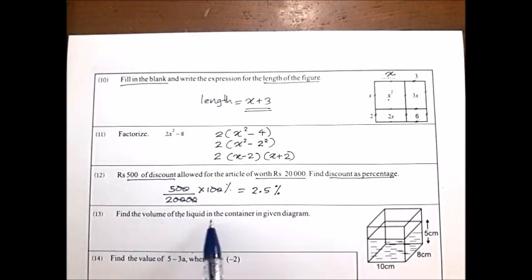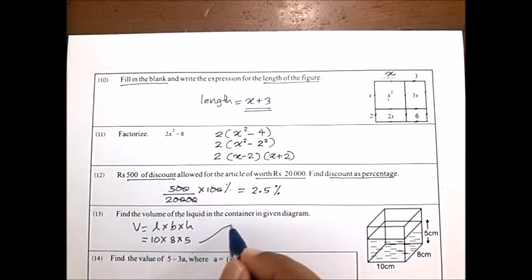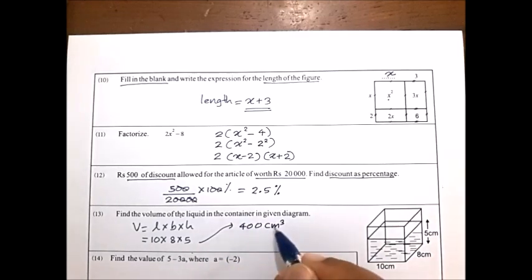13th one. Find the volume of liquid in the container in the given diagram. Here length is 10, breadth 8, and height of the liquid is 5 cm. So volume equals length multiplied by breadth multiplied by height. 10 cm, 8 cm and 5 cm. Answer is 400 cubic centimeter. You can express this using milliliters. It is equal to 400 milliliters. Both answers are correct.